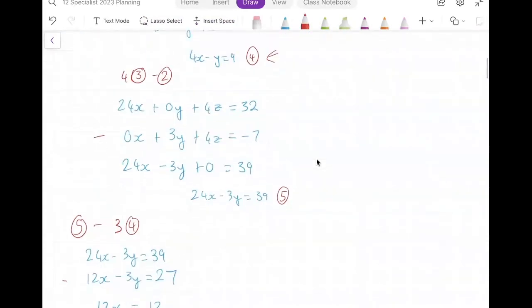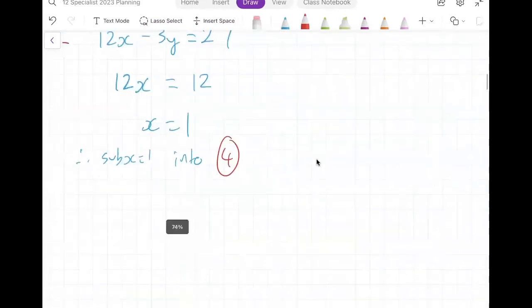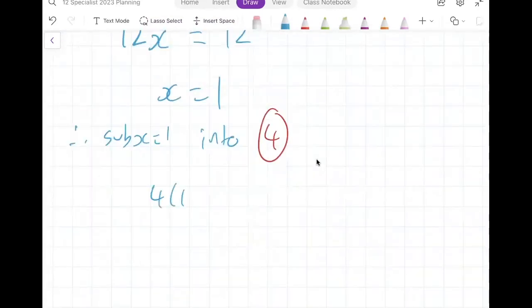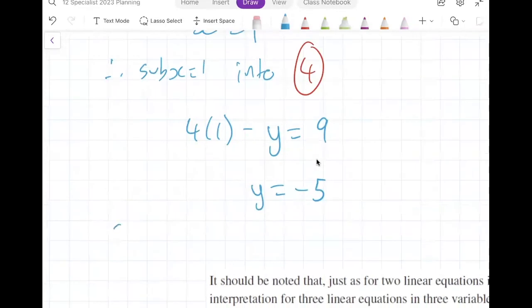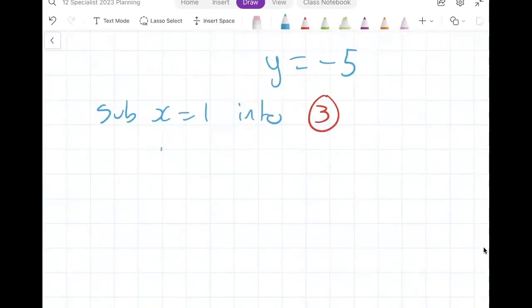So it's going to become 4 times 1 minus y is equal to 9. So y is going to equal -5. Now I've just got one more thing to solve. That is going to be z. I can sub x equals 1, y equals -5 into really any of my equations that have a z in it to get this answer. I'm just going to choose equation 3. So I'm going to sub x equals 1 into 3. That's going to become 6 times 1 plus z is equal to 8. So z is equal to 2.